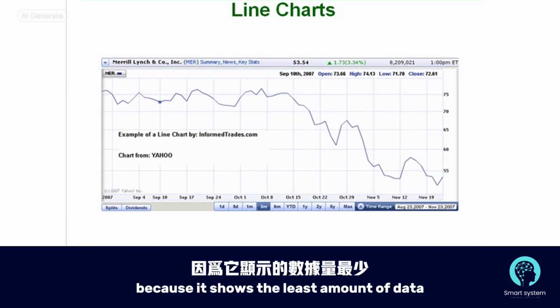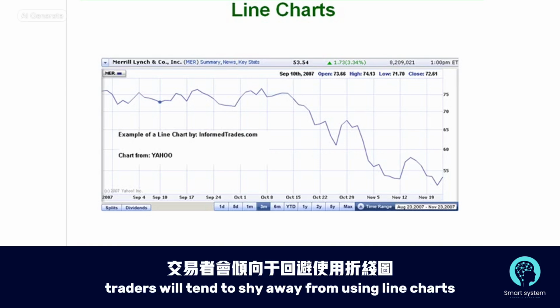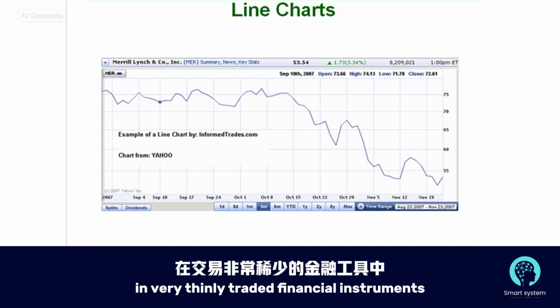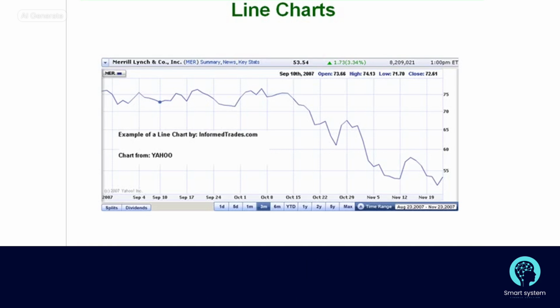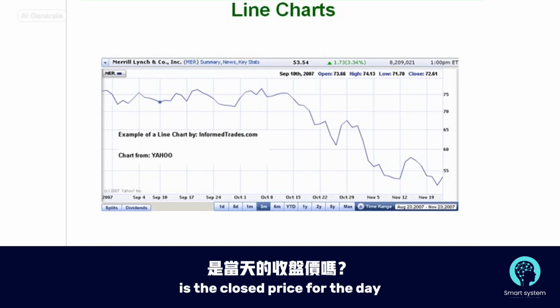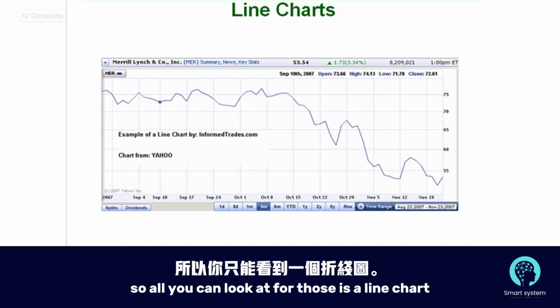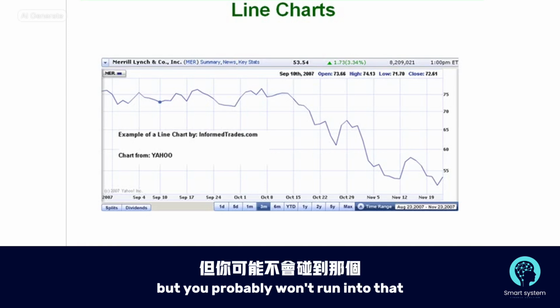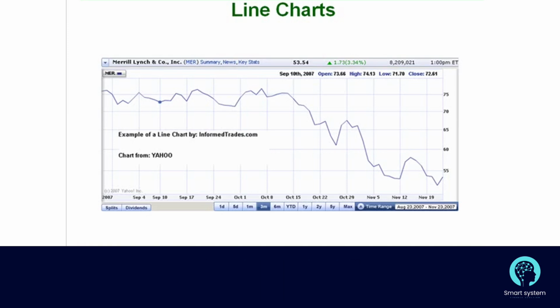And in general, because it shows the least amount of data, traders will tend to shy away from using line charts. The only exception to that would be very thinly traded financial instruments. Sometimes the only price that's available for the day is the closed price for the day. So all you can look at for those is a line chart. But you probably won't run into that.